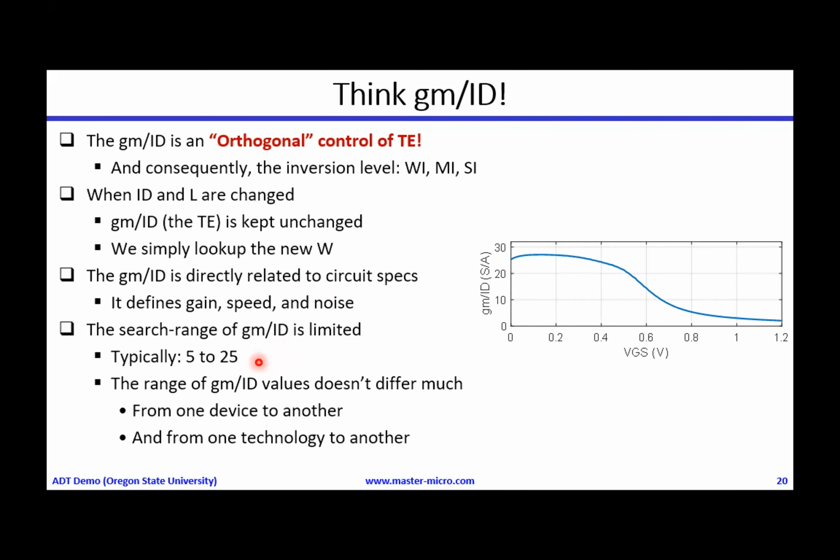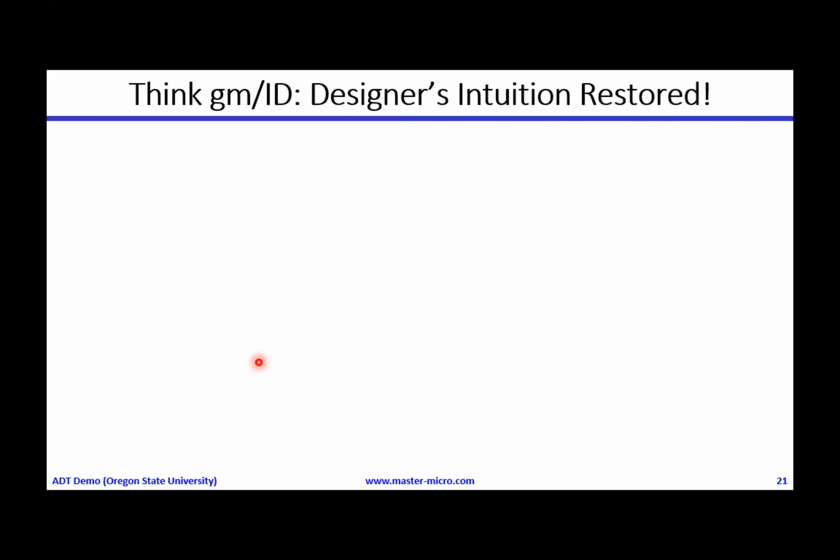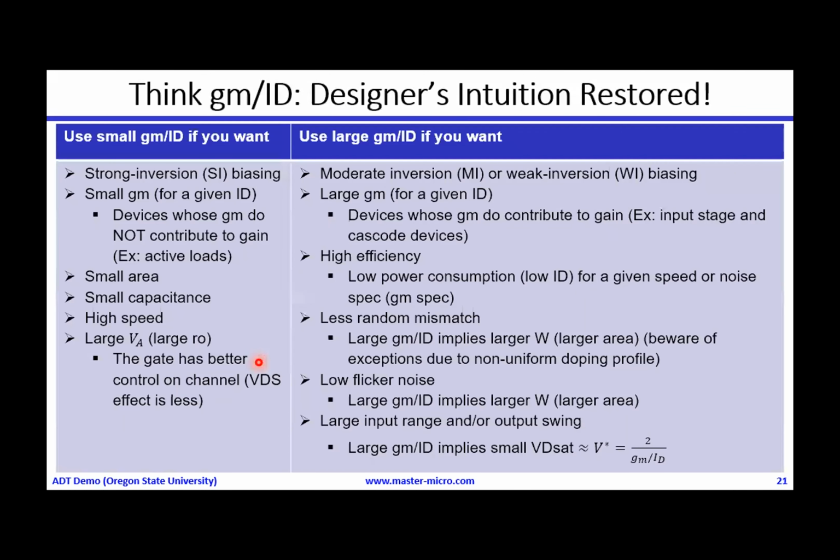So the gm/ID methodology restores the designer's intuition. We are now restoring the designer's intuition because as a designer, you can now think about the specs of your circuit, and then you can select a small gm/ID or a large gm/ID based on the trade-offs that you have in your circuit.